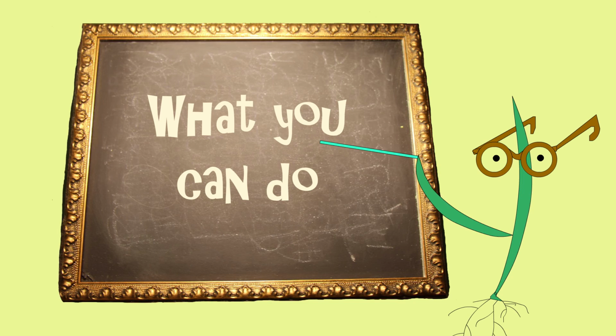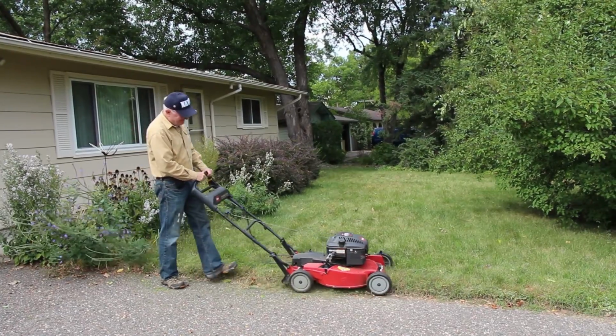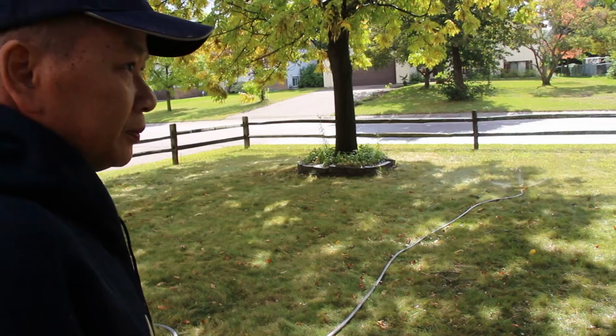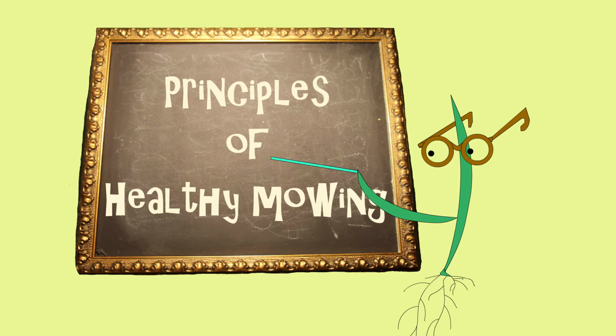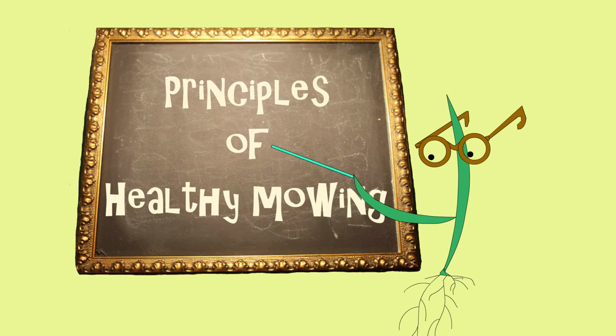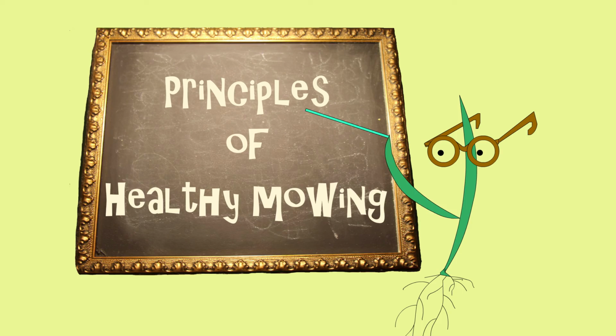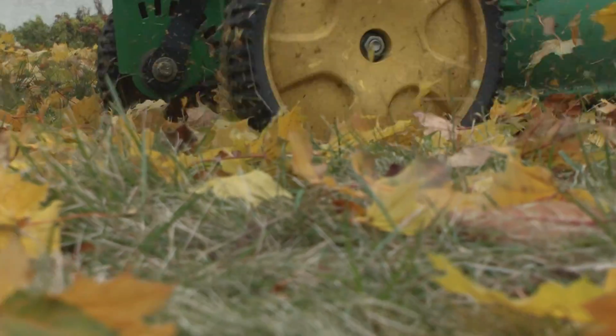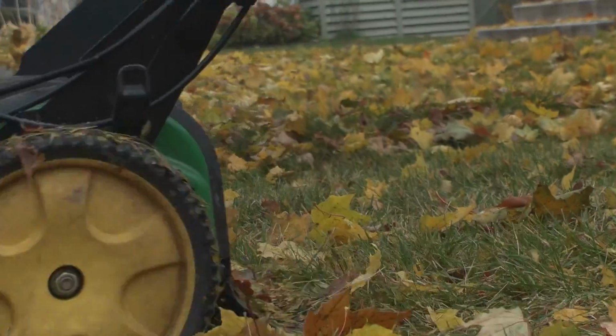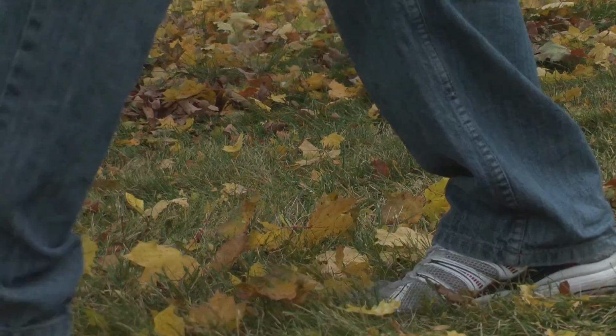Now that you understand what makes up the grass plant and how it grows throughout the year, you can put that knowledge to use when you care for your lawn. Mowing properly is the best and easiest thing you can do to help build a healthy lawn. These principles of smart mowing will make your lawn healthier and less harmful for our lakes and rivers with very little extra work.